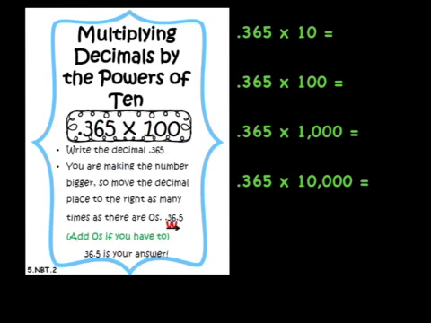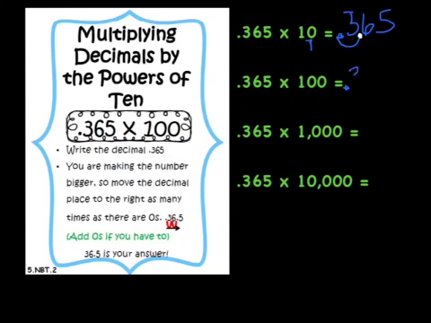So let's look at our problem. We're going to first write our decimal, 365 thousandths. And this one we're multiplying times 10. So we're going to move it one place to the right because there's 1 0 in the number 10. So you move this one place to the right and your decimal will be here. So the answer would be 3 and 65 hundredths.